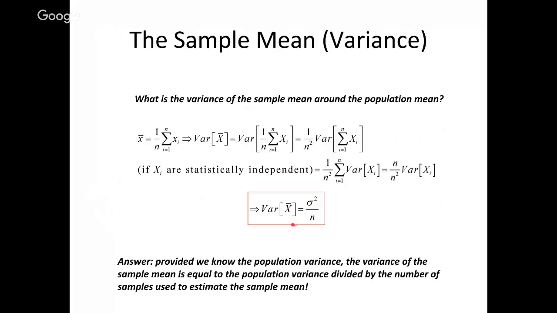And that's really pretty cool. Basically, it means that the spread of our means around the population mean is going to be equal to the variance of the population divided by the number of samples that we collect. So the more samples we collect, the more tightly our estimates of the mean will center around the population mean.